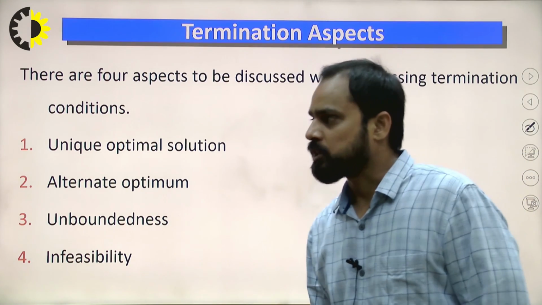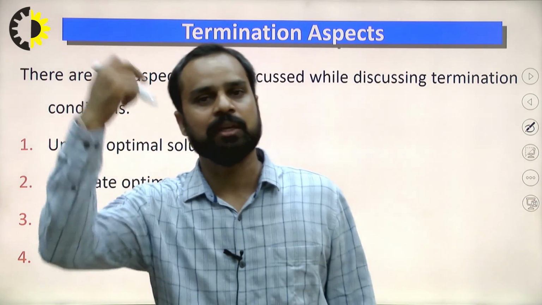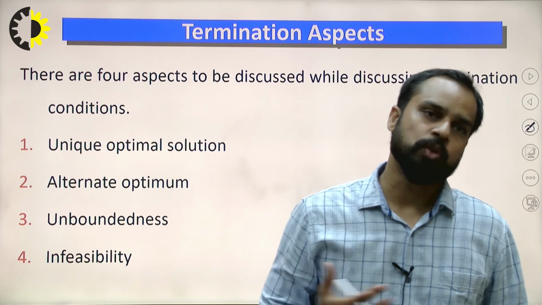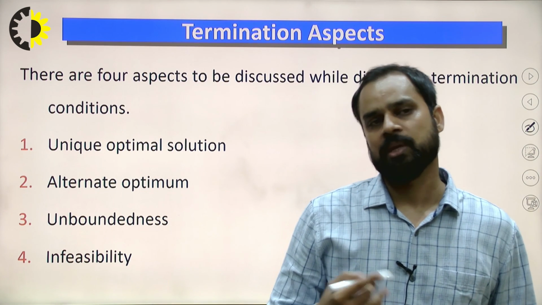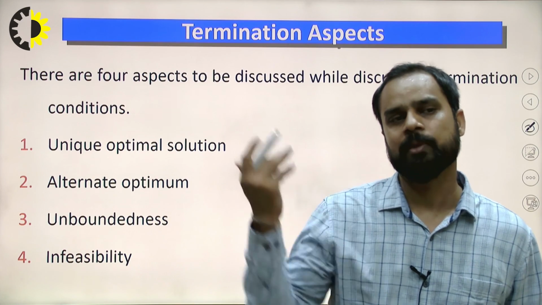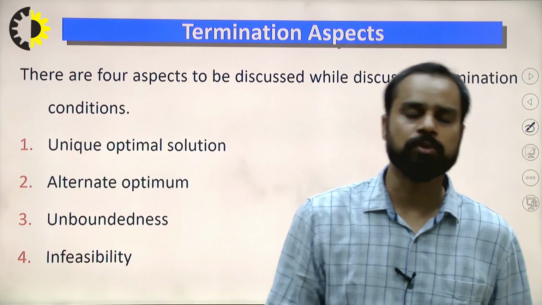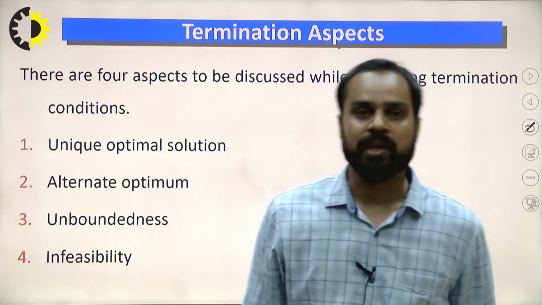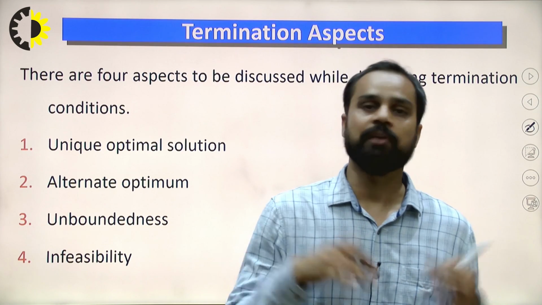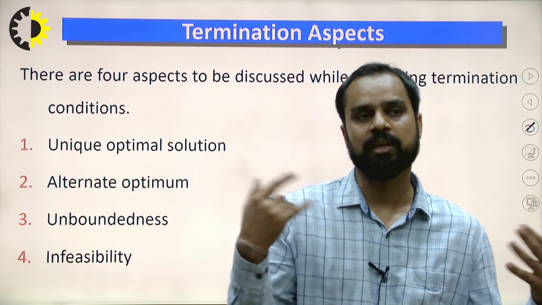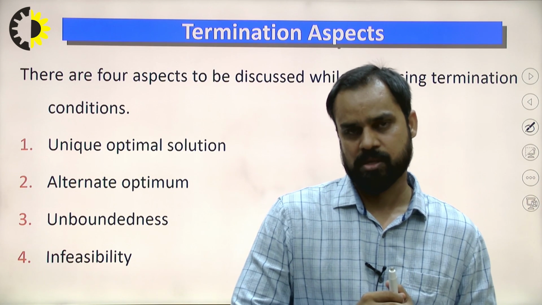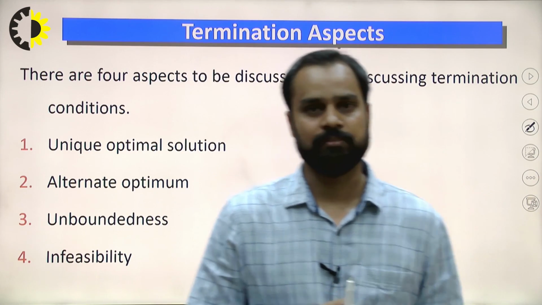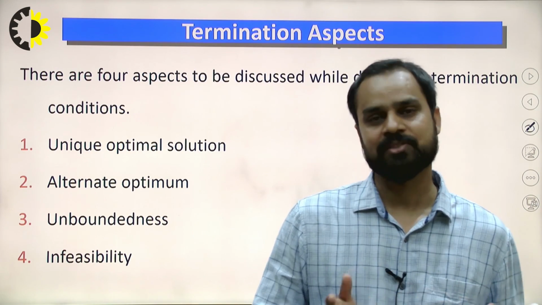Now the termination aspects. Like in the graphical method, we have seen the different aspects. The problem may be a unique optimal solution problem. The problem may be an alternate optimal solution problem. The problem may be unboundedness related. The problem may be a no solution problem. How can we identify these aspects in the simplex method? In the graphical method, we have already seen how we can identify these aspects. How we will identify these aspects in the simplex method, I will discuss in the next lecture. Thank you.